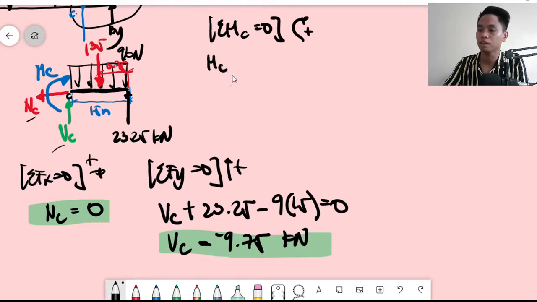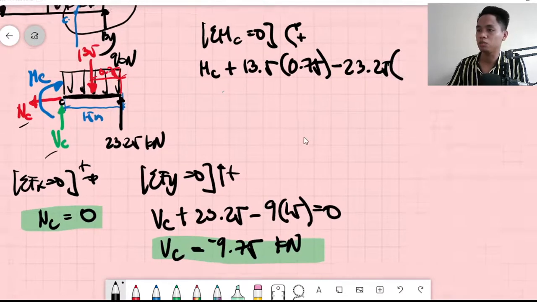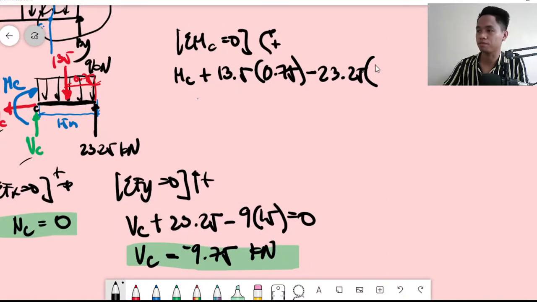Positive ba na siya? Positive moment pala. That would be plus your 13.5. Ang iyang moment arm is 0.75, di ba? Your distributed load. Ang nahabilin is si negative 23.25. That is your reaction. Then multiplied by the moment arm, which is 1.5. Then that would be equal to 0.